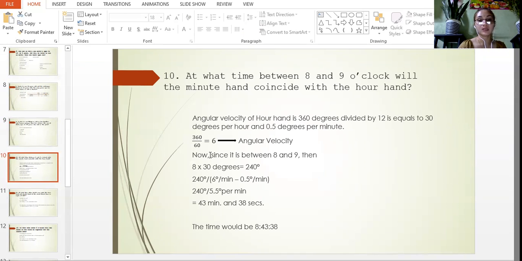Now since it is between 8 and 9, then 8 times 30 degrees is equal to 240 degrees. So 240 degrees over the quantity of 6 degrees per minute minus 0.5 degrees per minute. So it is equal to 43 minutes and 38 seconds. So the time will be 8 hours and 43 minutes, 8 hours, 43 minutes, and 38 seconds.